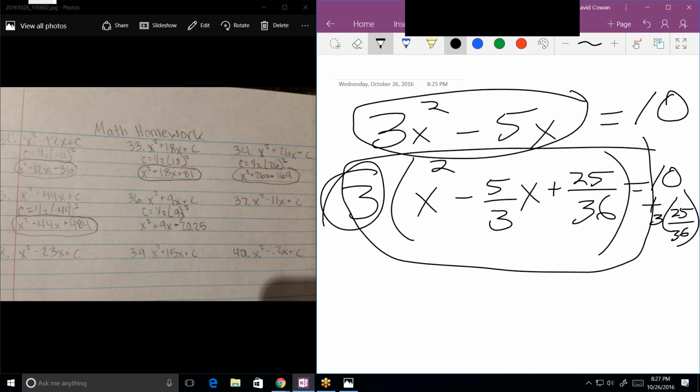Because when I wrote 25/36 in there, I did not add 25/36 to the left side. I added 75/36. So that's what I have to add to the other side. Okay. That makes sense. Cool.